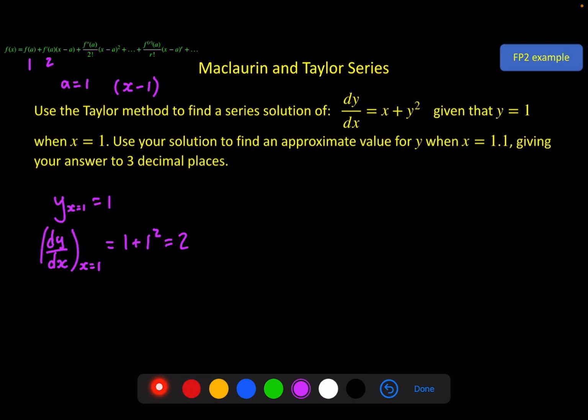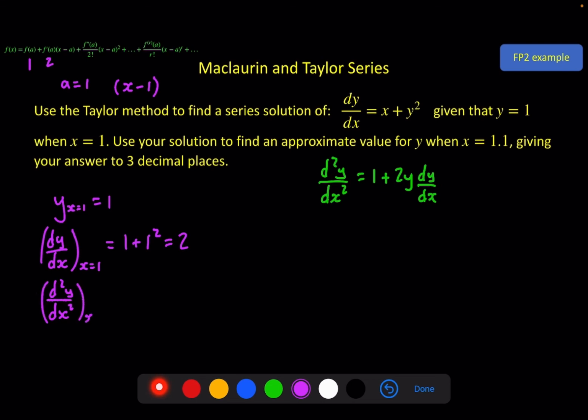Now we need to differentiate our equation to get the second order derivative. So we've got d2y by dx squared, x differentiates to give a 1, y squared differentiates to give 2y dy by dx, remembering your chain rule. Now I can evaluate the second derivative.